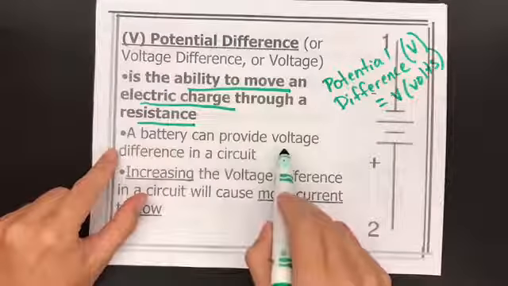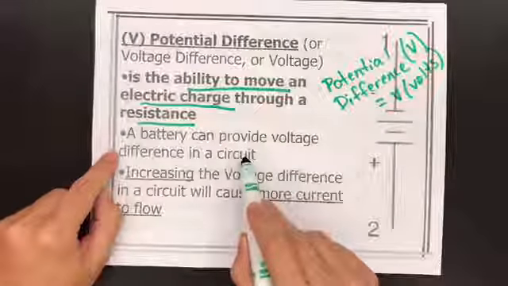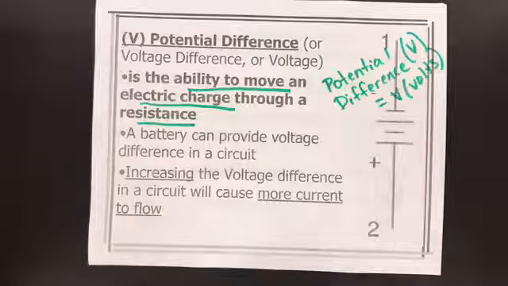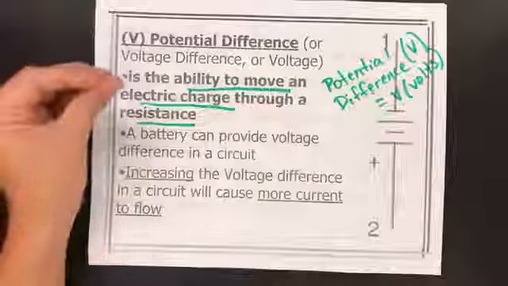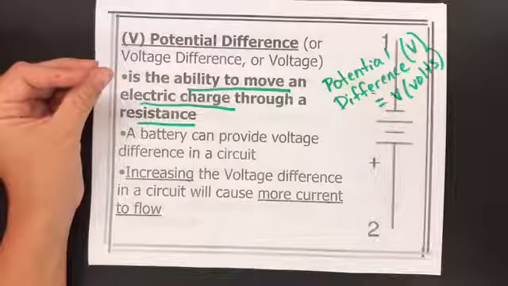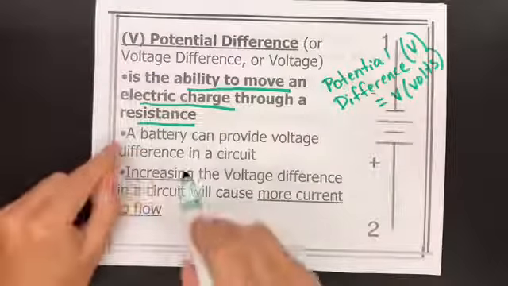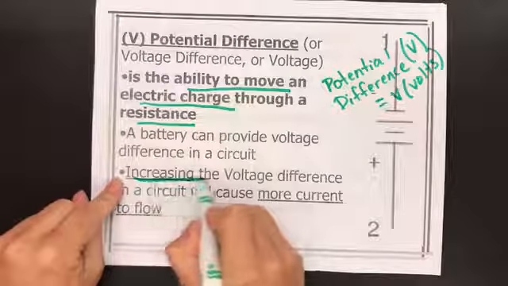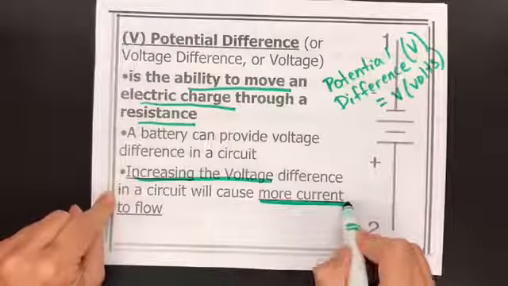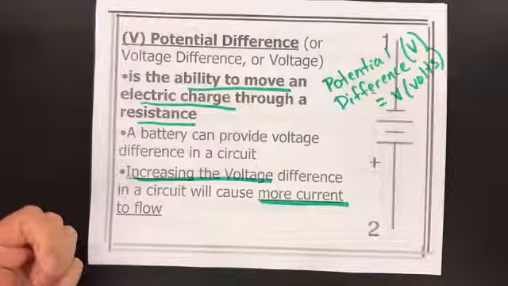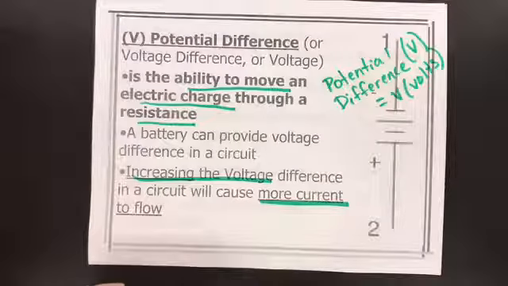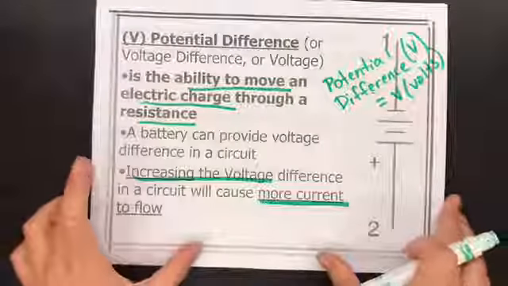A battery can provide voltage difference in a circuit. So it's something that's pushing the current. Without voltage, there is no current. The voltage is what's actually pushing that electric charge through the resistor. Increasing voltage means more current. So the higher the battery, the more current can go through the circuit. Okay.